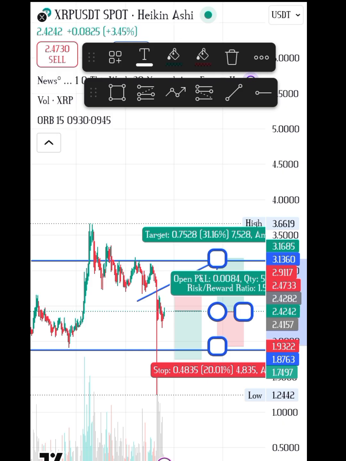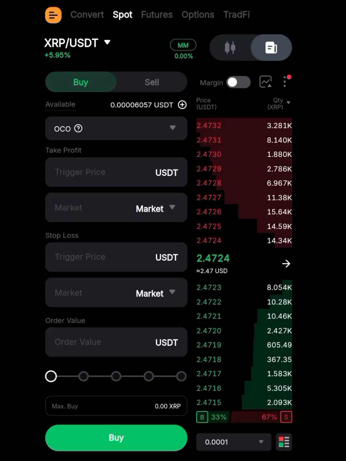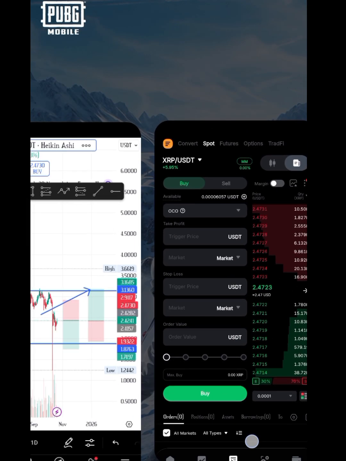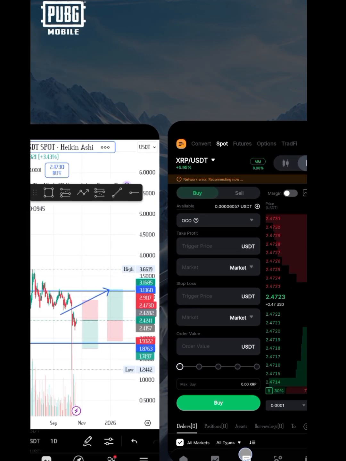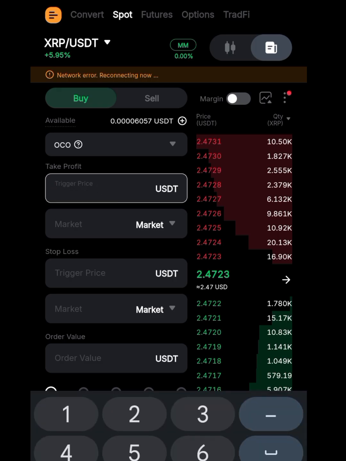That's 1% profit, right? What we have to do is go back to our trade, our Bybit, and set this at the take profit area. So let's go back and let me show you. Like I said, our current price is 2.47, right? I want to take our profit at 3.1. Let's reconfirm, right? We want to take our profit at 3.1685.